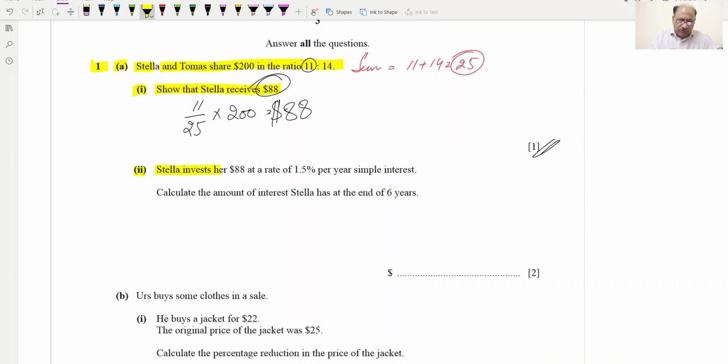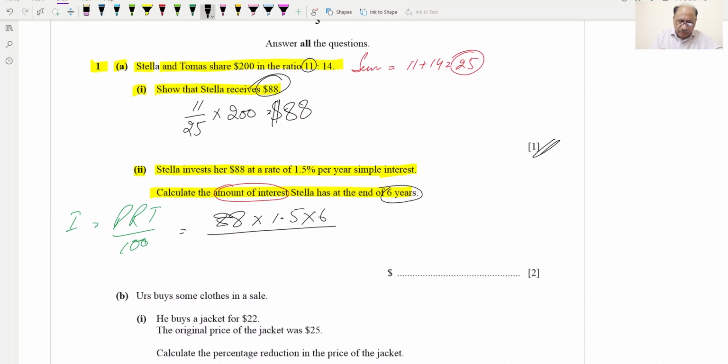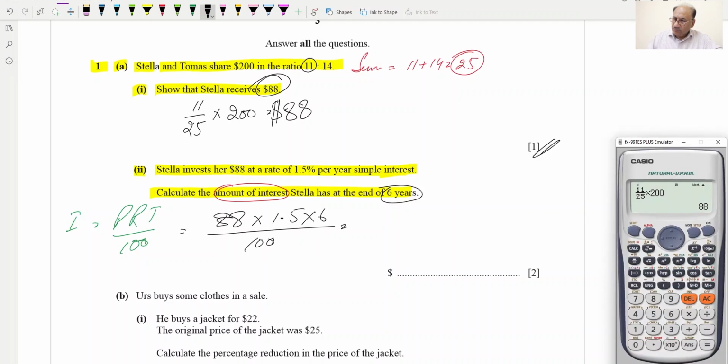Part 2: Stella invests her $88 at a rate of 1.5% per year simple interest. Calculate the amount of interest Stella has at the end of 6 years. So interest is equal to PRT over 100, where P is the principal amount, R is the rate, and T is the time duration. Replacing, the principal is $88, the rate is 1.5, and the duration is 6 years, divided by 100. This simplifies to 88 multiplied by 1.5 multiplied by 6 over 100, which is equal to 7.92.